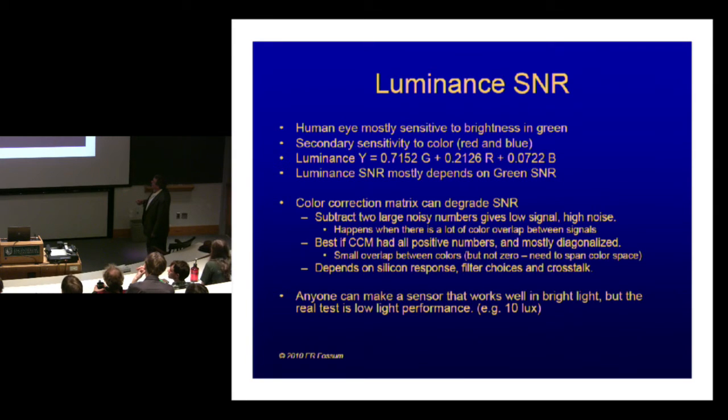Anyway, the bottom line for noise is that anyone can make a sensor that works well in bright light, but the real test is the low light performance, and usually that's pegged at about 10 lux. This room, by the way, is probably lit at about 400 lux. An average bar is probably more like 10 lux, something like that.